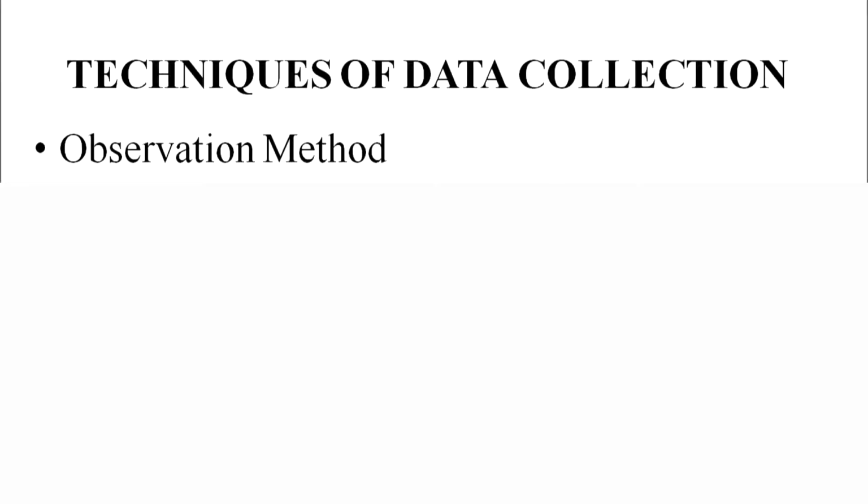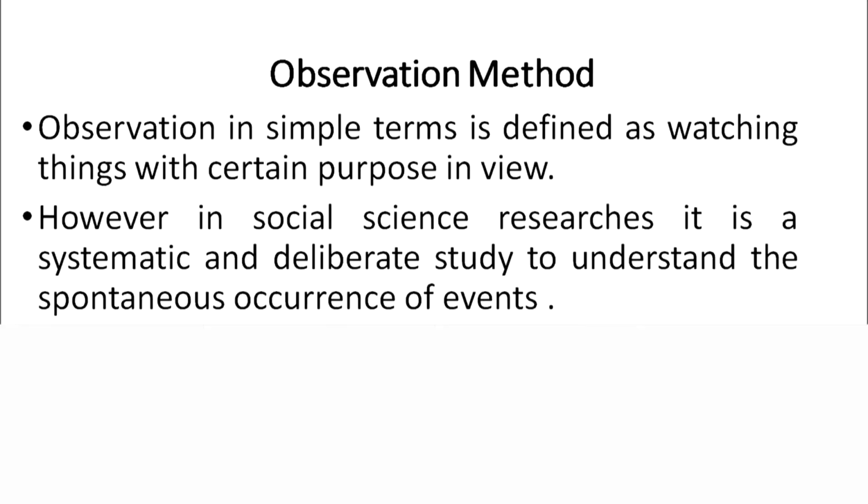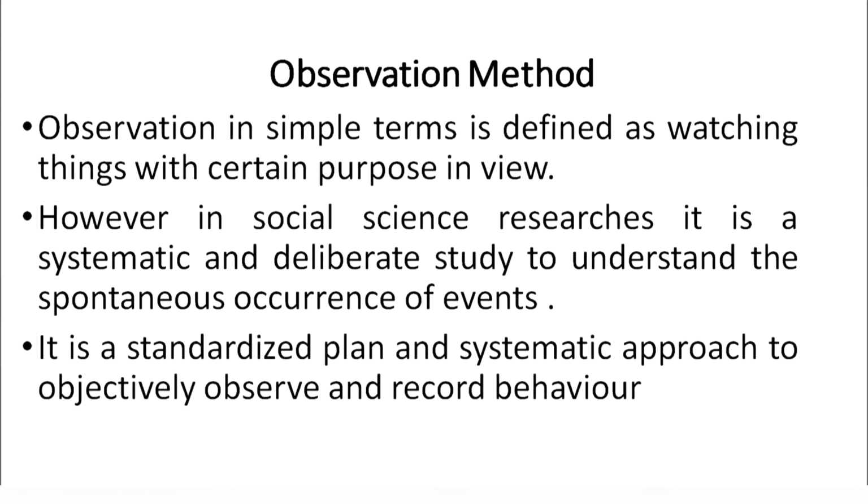Learners, you already know that observation in simple terms would be meaning watching things with certain purpose in view. But when we use it in research, it might mean a specific purpose which should be there within the researcher's mind when he or she tries to observe a particular social phenomena. In social science researches, it is a systematic and deliberate study to understand the spontaneous occurrence of events. It is in fact a standardized plan and systematic approach to objectively observe and record behavior.